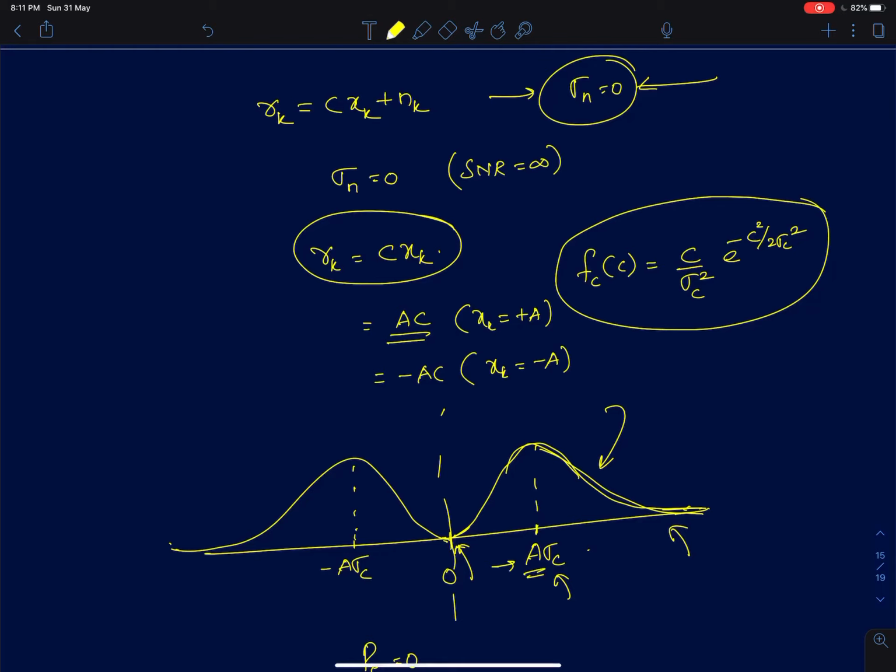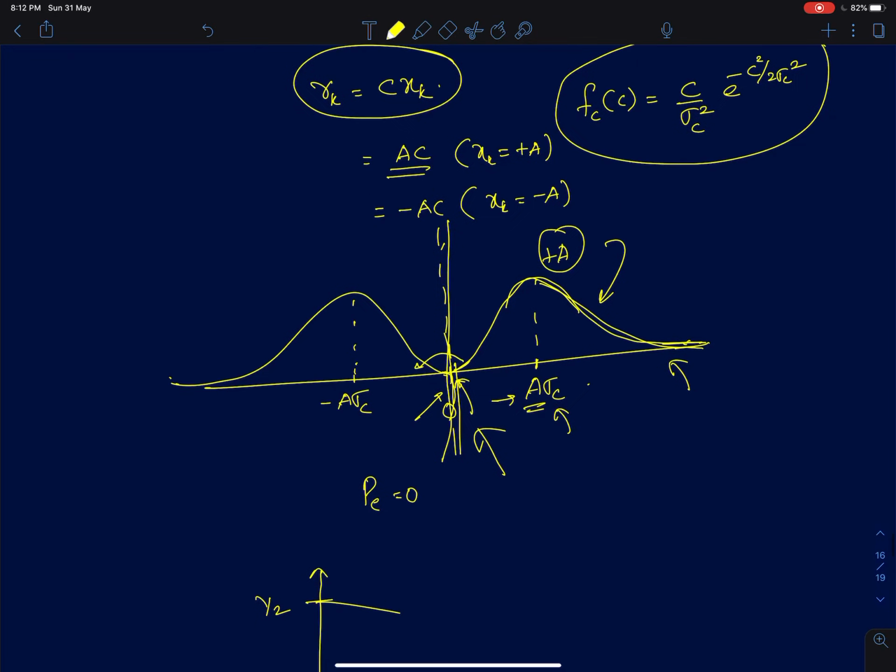Now if you observe this function, there is really no overlap happening at the origin. If, let's say, plus a was transmitted, there is no way this will be negative, because your c, the multiplicative factor, is always 0 to infinity. It's never negative. So if you transmitted plus a, you will never receive a minus a in the absence of noise. So if I use this as a threshold detection point, then I can clearly say the probability of error is 0.